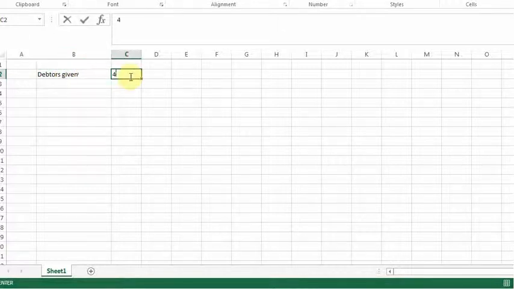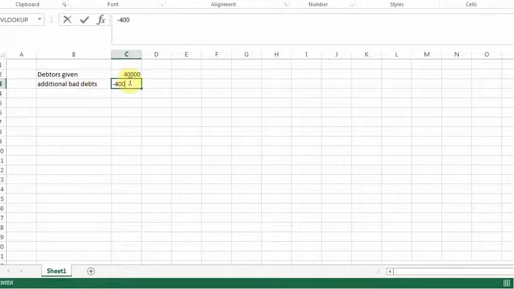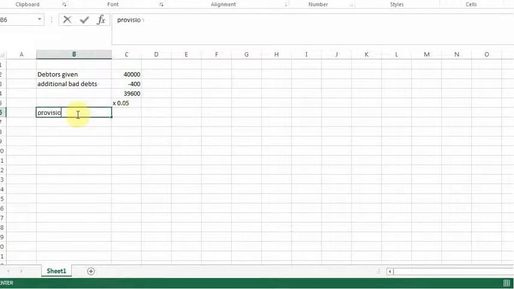and they have given you debtors or receivables worth 40,000. Then there was some additional bad debts, and the additional bad debts was given to you in note number 1 as 400 that I will deduct. That will give you a subtotal of 39,600 Rand. At this point, you will multiply by the rate of the provision, which was 5%, which will give you what the provision should be, and that is a total of 1,980.